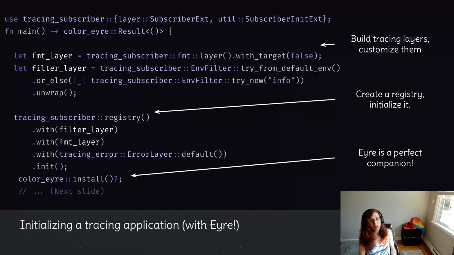You can see we also have a trace error layer, which integrates with eyre and can create these span traces in our errors, which I'll show you later. I think they're quite interesting and quite compelling.